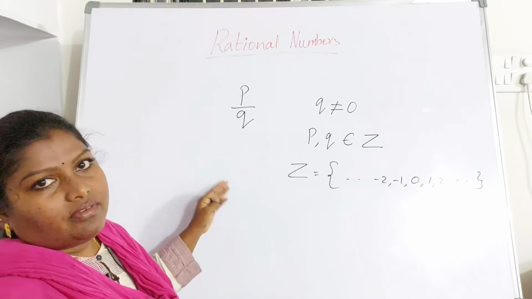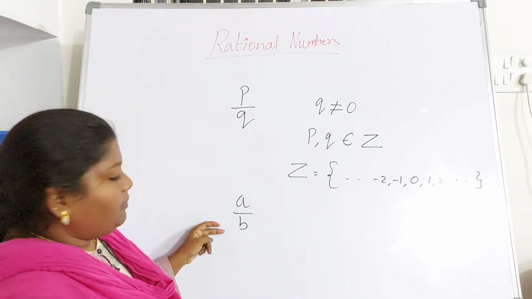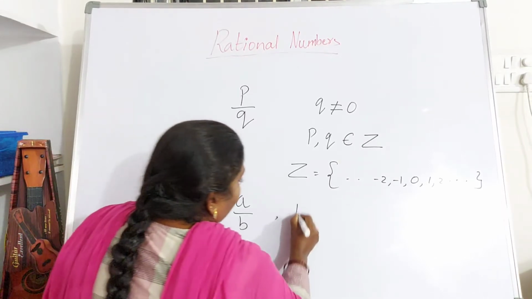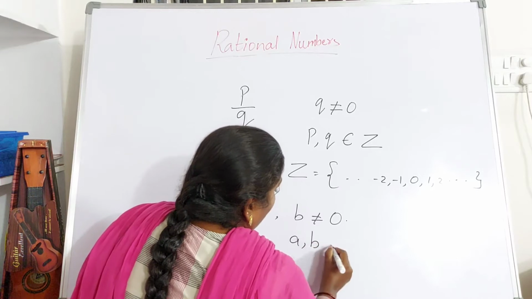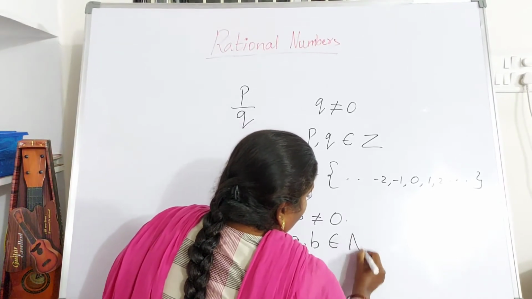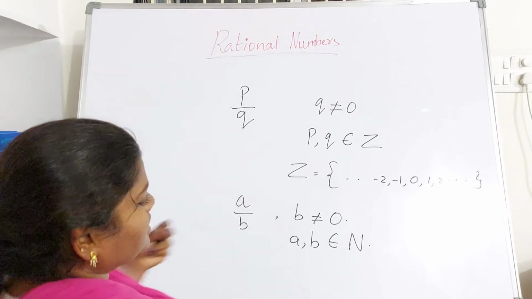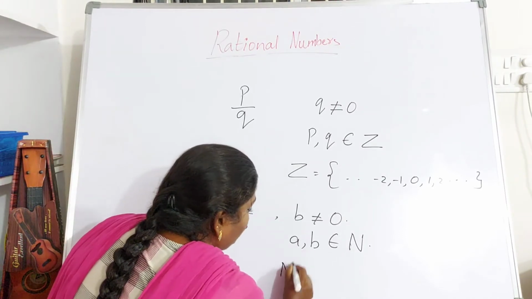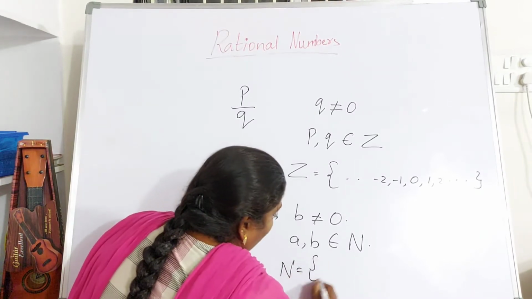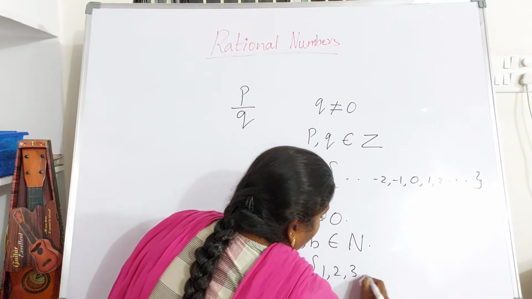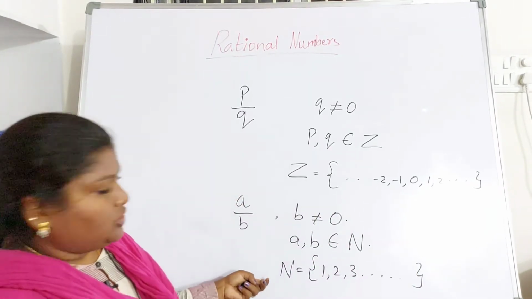You might have learnt in the primary section a number in the form of A by B, where B is not equal to 0 and A and B belong to natural numbers. Now what are natural numbers? Natural numbers are nothing but counting numbers. To count we use 1, 2, 3 and so on. So these are called natural numbers.